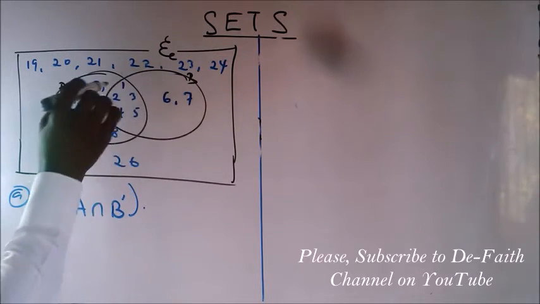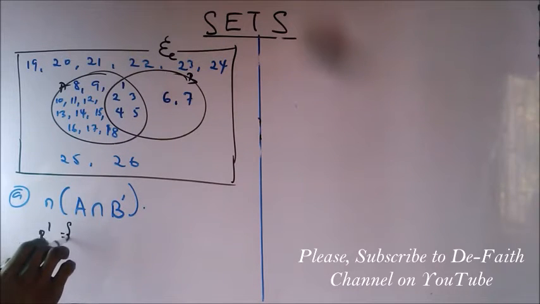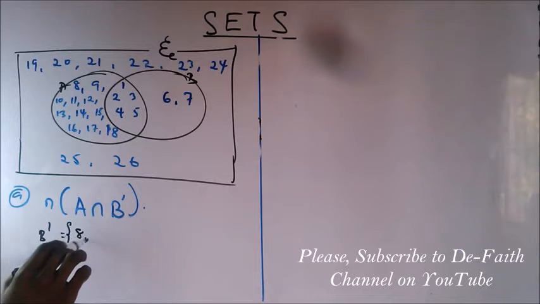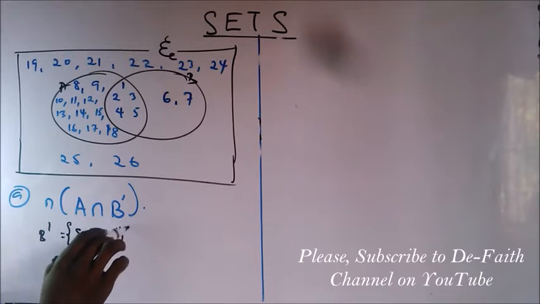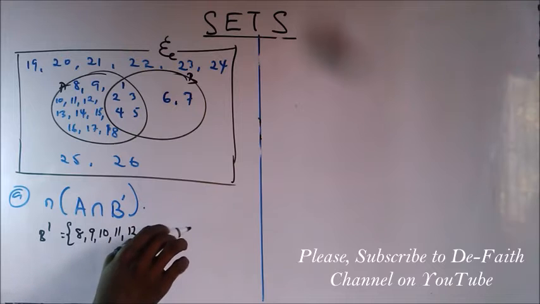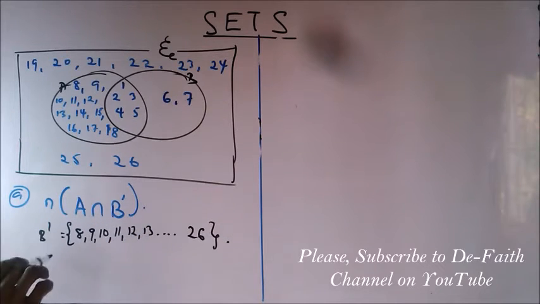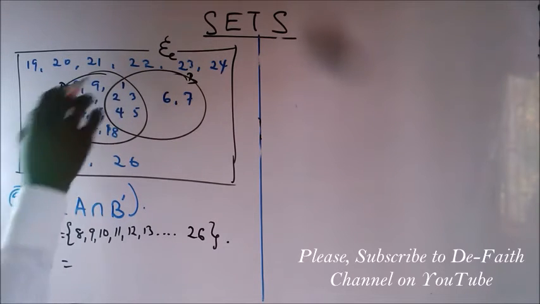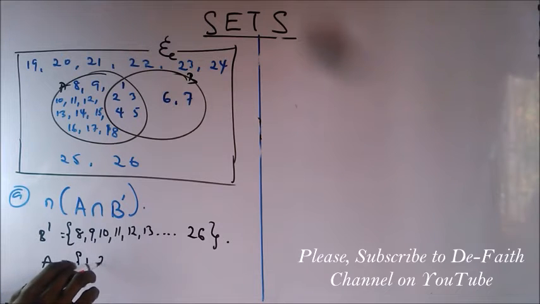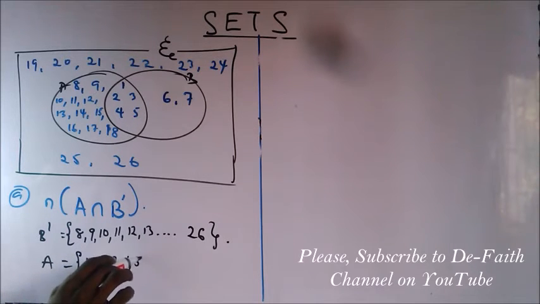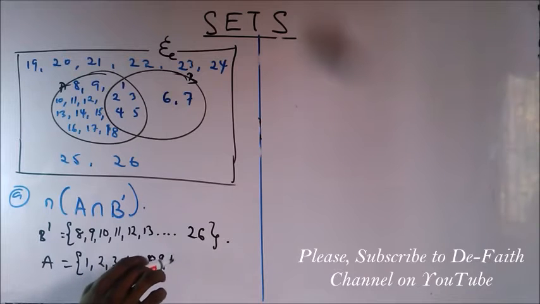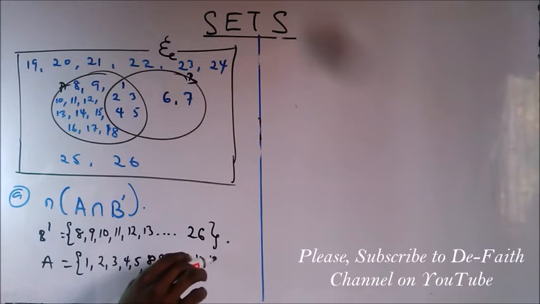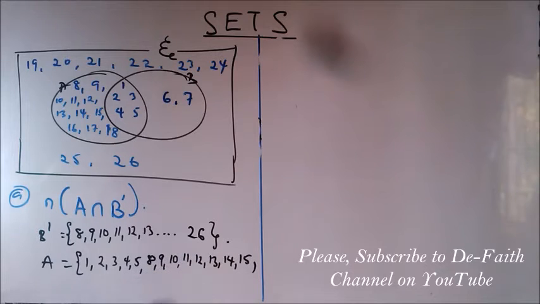So let's state it that B complement equals what is not in B at all. So what we do not have in B at all are all this. So we can list them. We have 8, 9, 10, 11, 12, 13, up to 26. And then what are the elements in A? In A, we have all this in A. So we have 1, 2, 3, 4, 5, 8, 9, 10, 11, 12, 13, 14, 15, 16, 17, and 18. These are all the elements in A.